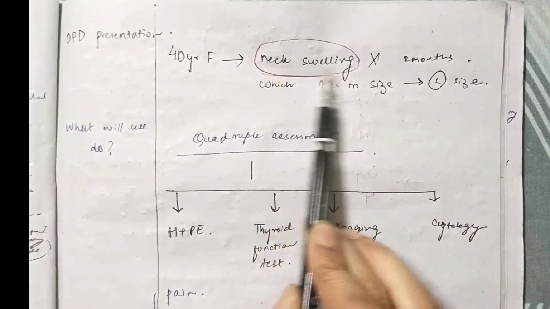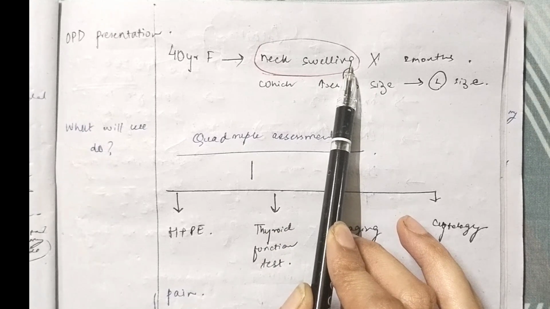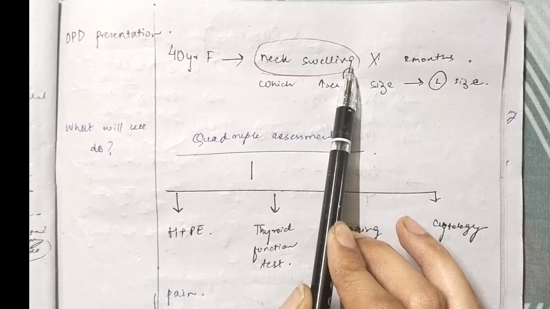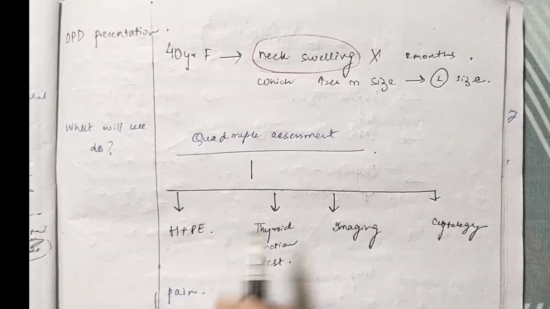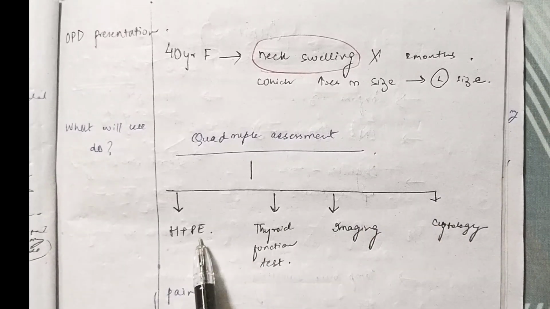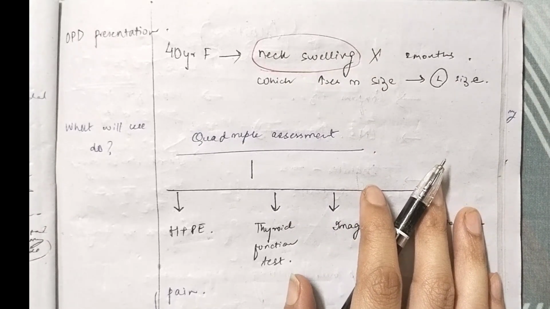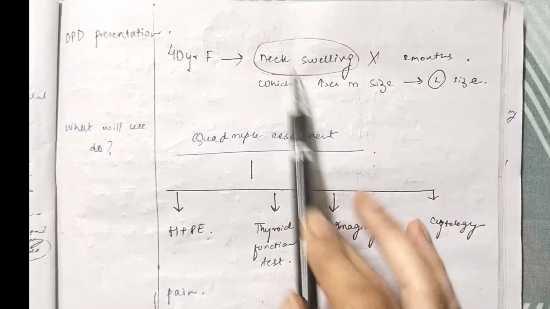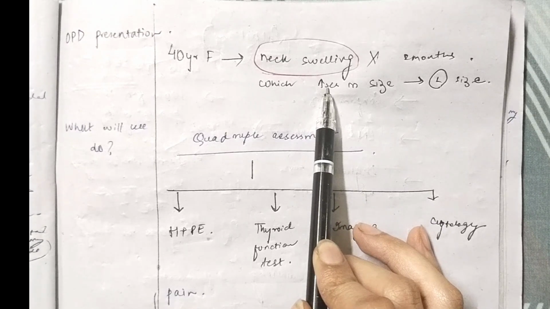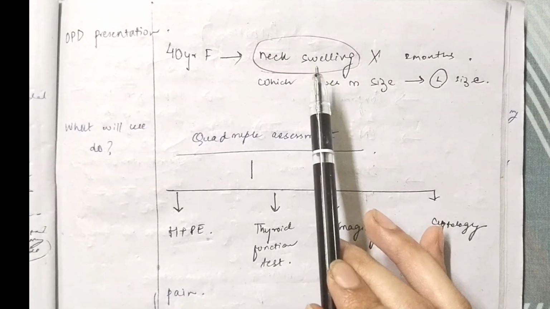As the swelling is present in the neck region, you can consider this to be a swelling in the thyroid gland. So, how will we proceed now? First, for any case, we have to take the history and do the physical examination. Now, if a patient is presented with a swelling in the neck, what will you ask about the swelling? You will ask whether there is any pain or not. You will ask more details about the swelling.